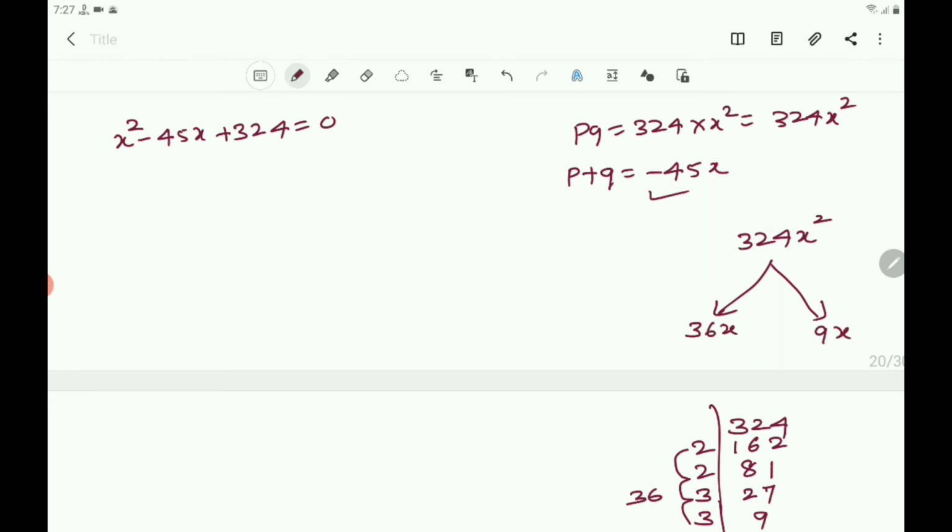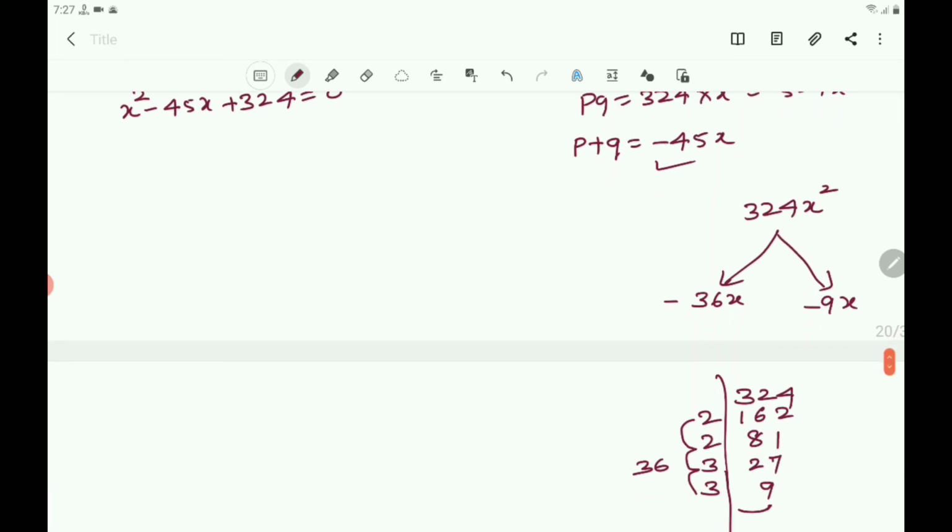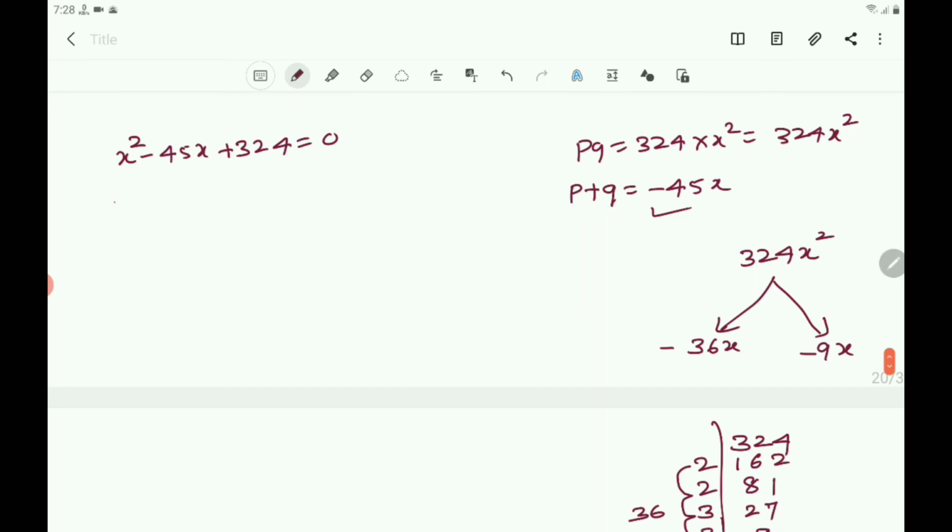But here the middle term has a negative sign. So you must take minus 36x and minus 9x, and 36 9s are 324, and the sum of minus 36 and minus 9 is minus 45. Then it is x square minus 36x minus 9x plus 324 equals 0.